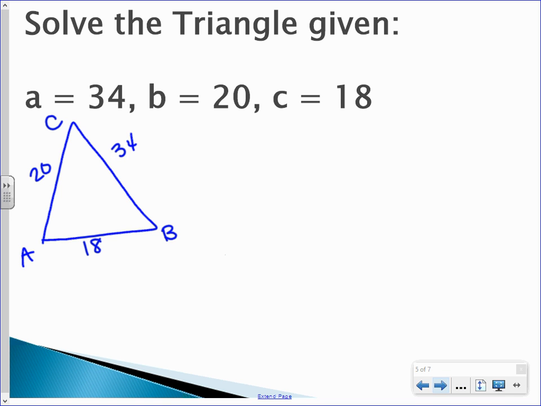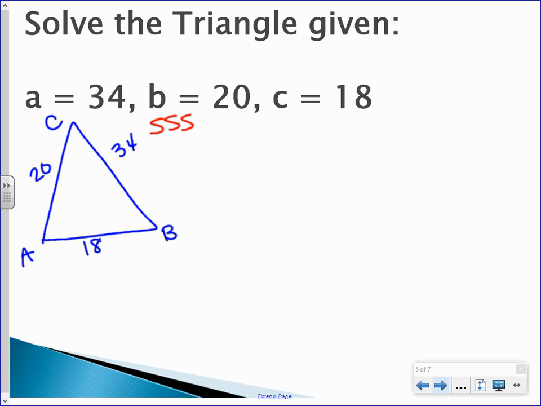Okay, the set of given information. The set of given information is what, Andrew? Side-side-side. That's like the easiest one to figure out, right? We have all three sides. Even without drawing a triangle, we know we have all three sides. Okay. So our only option is to find an angle.